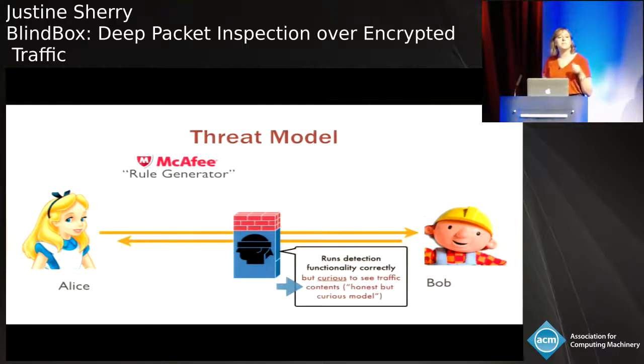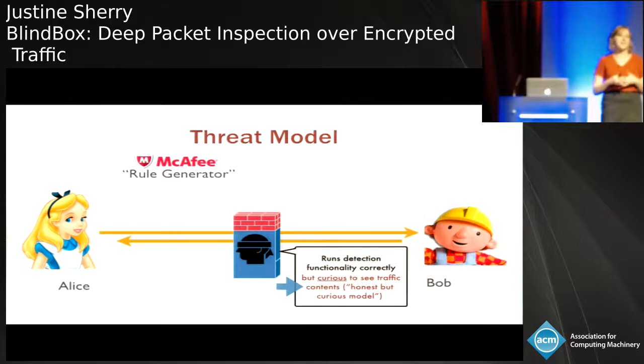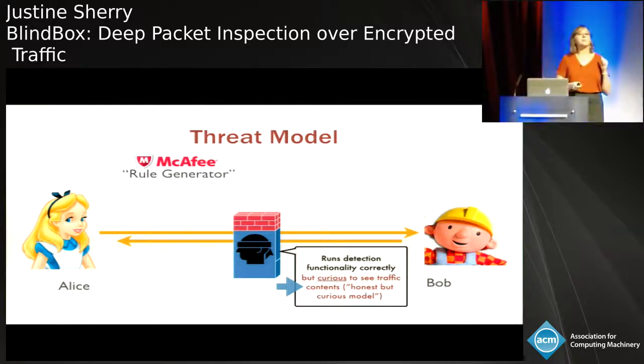We're going to allow that the Middlebox is actually curious about what's going on. There's a network administrator who wants to sort of sneak in and snoop on what Alice and Bob are doing. Or maybe there's an ISP that's tempted to sell data to marketers. Alice and Bob are going to retain their privacy despite this threat.